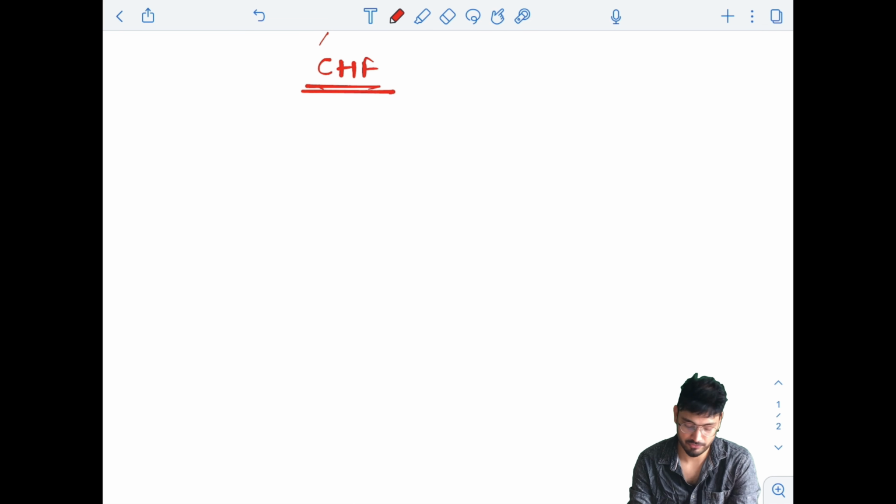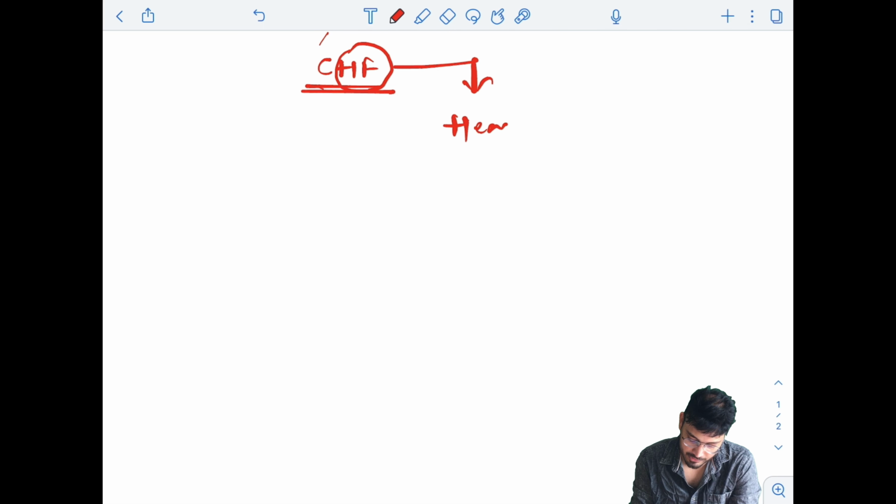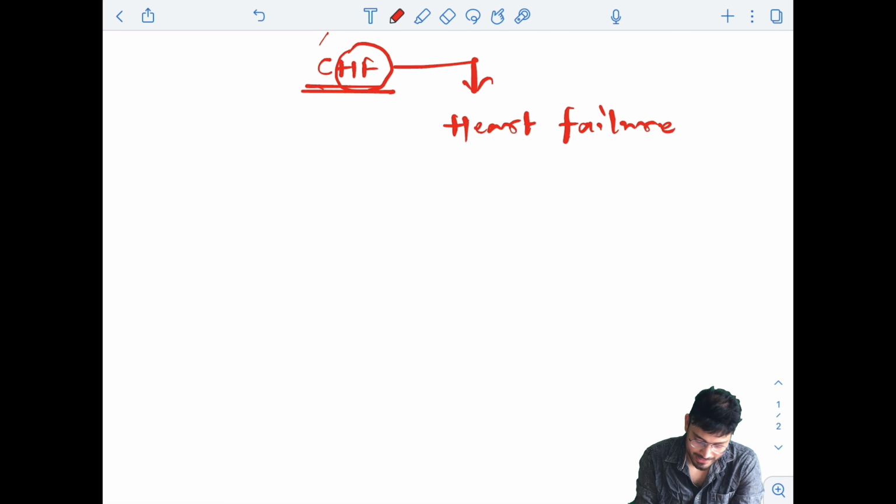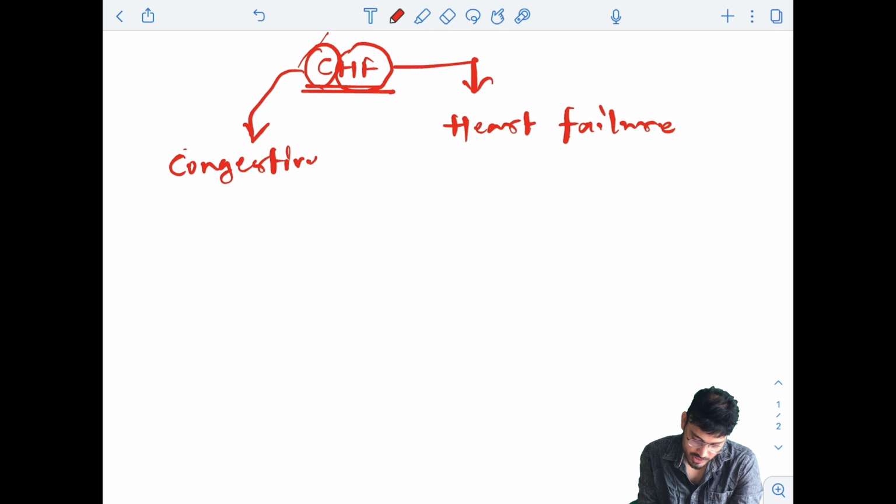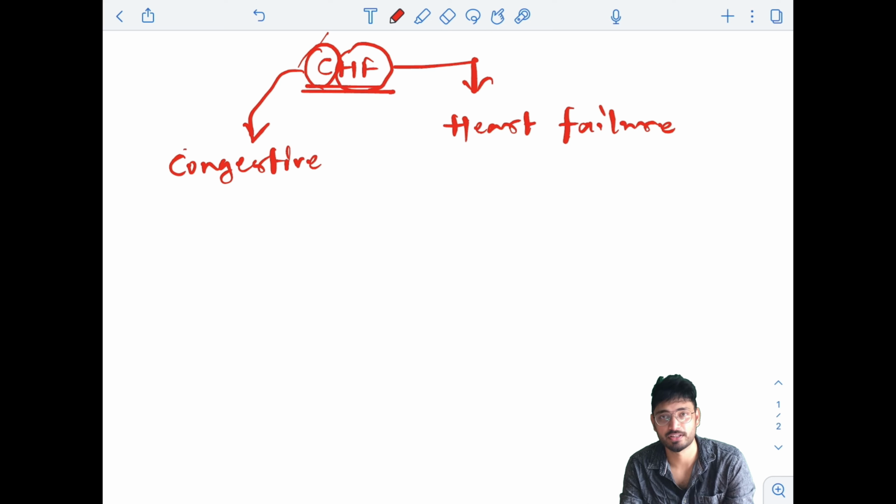So guys, everybody should understand first of all what is CHF. We'll divide the term first of all, right? This HF means heart failure, while this C is congestive. So congestive heart failure. Heart failure means what? First of all you should understand what is meant by failure of the heart.